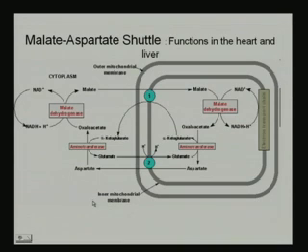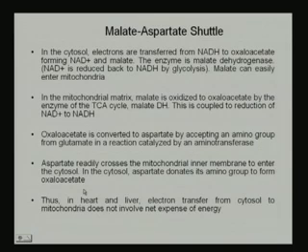Another very interesting shuttle which takes place in the electron transport chain is the malate aspartate shuttle. In the cytosol, electrons are transferred from NADH to oxaloacetate, forming NAD and malate.